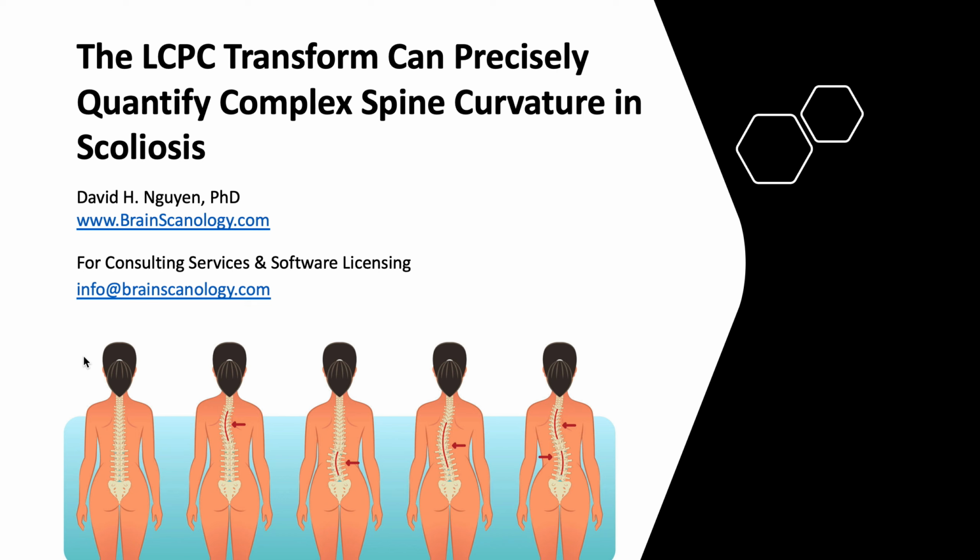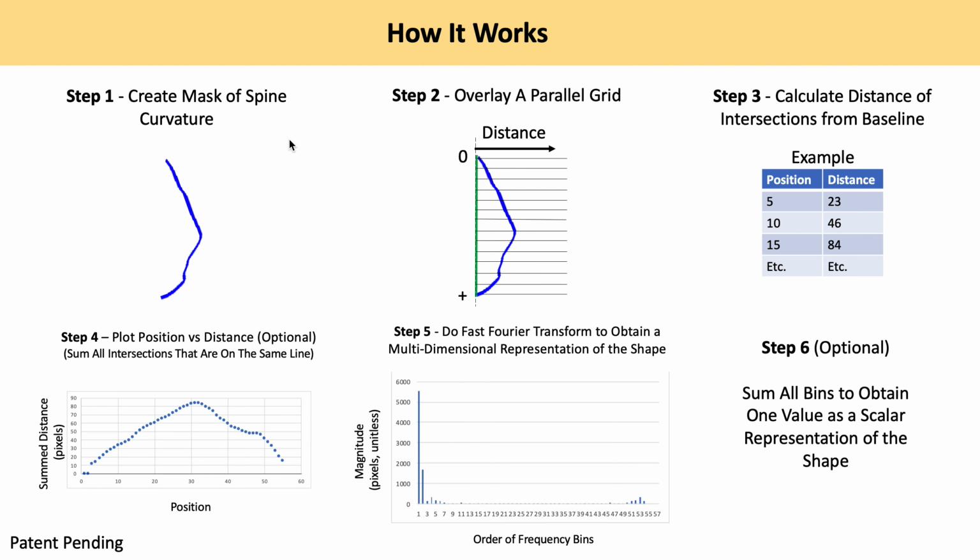And in this talk, I'm going to talk about applying the LCPC transform to measuring spine curvature shapes in scoliosis. To begin, let's talk about how the LCPC transform works. So in step one, say this is the shape of a spine curvature.